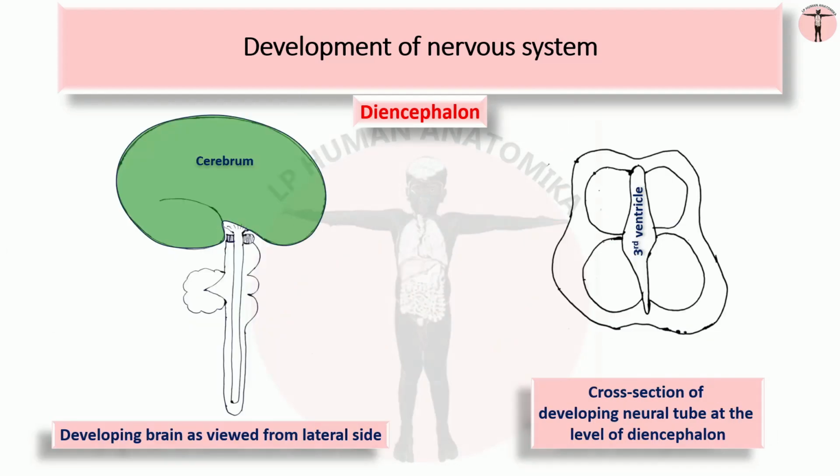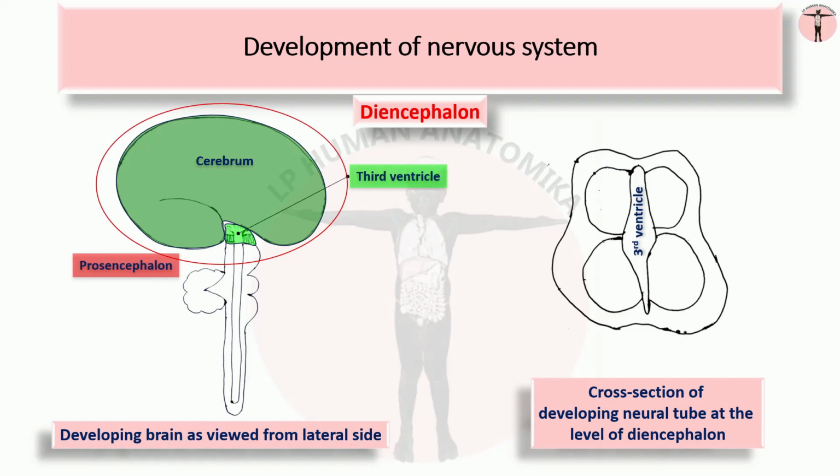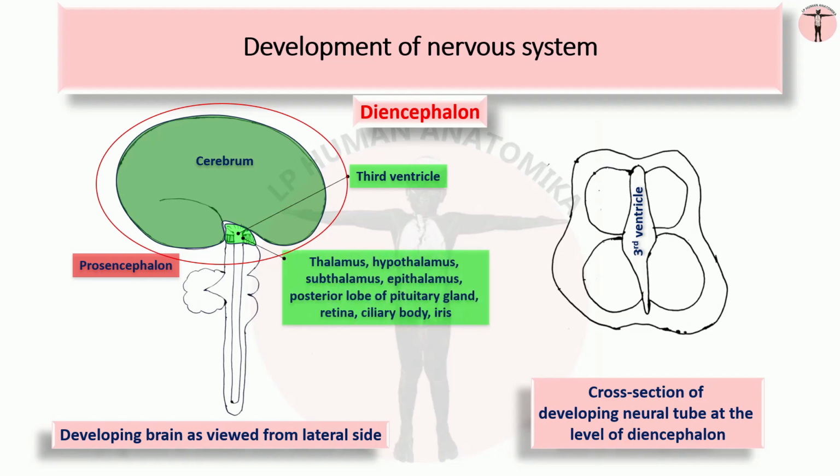Development of diencephalon. Diencephalon develops from the prosencephalon, which is surrounding the walls of the third ventricle. The parts developing from diencephalon include thalamus, hypothalamus, subthalamus, epithalamus, posterior lobe of pituitary gland, retina, ciliary body, and iris.